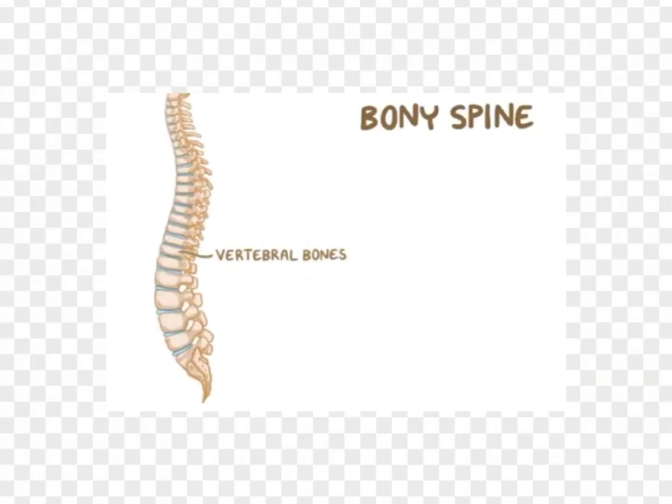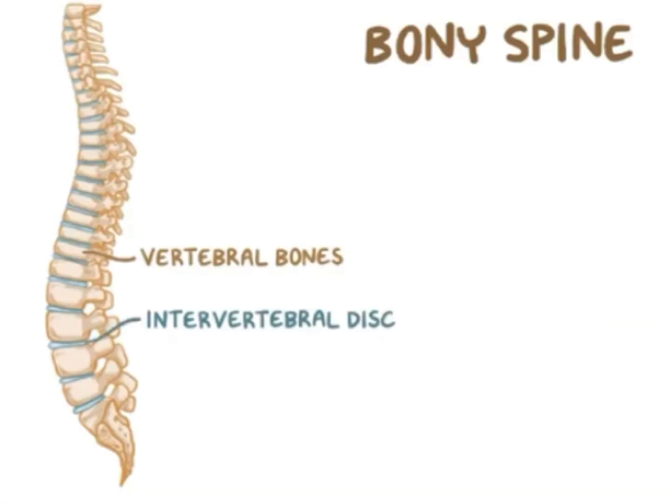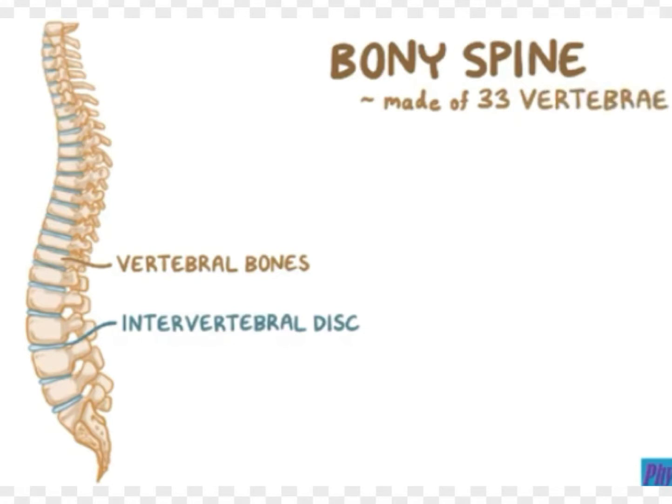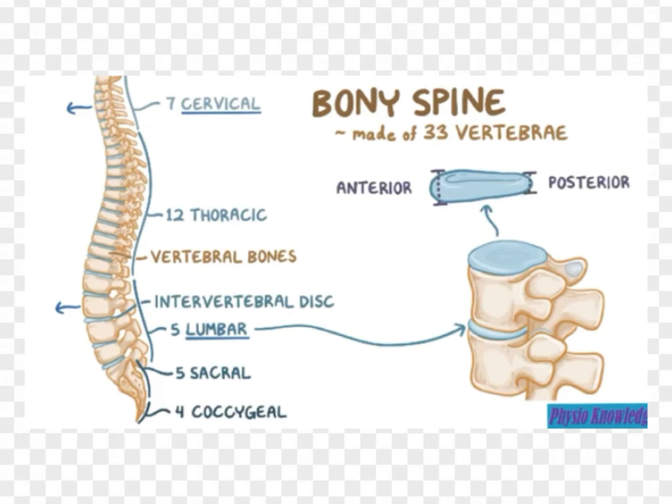Now, the bony spine is made up of vertebral bones, and there are intervertebral discs that sit between adjacent vertebrae. The spine is made up of 33 vertebrae which can be divided into 5 regions. The cervical region has 7 vertebrae, the thoracic region has 12, the lumbar region has 5, the sacral region has 5 as well, and the small tailbone, or coccygeal region, is made up of 4 fused vertebrae.